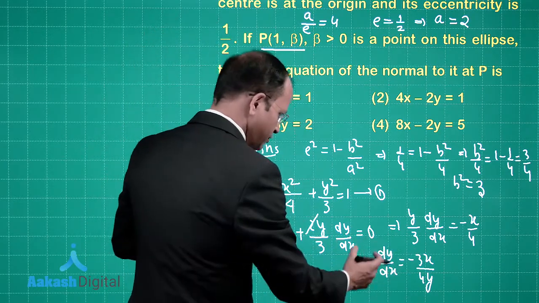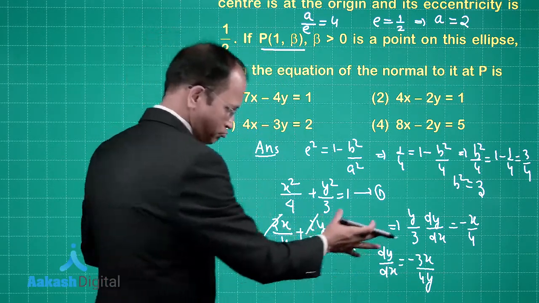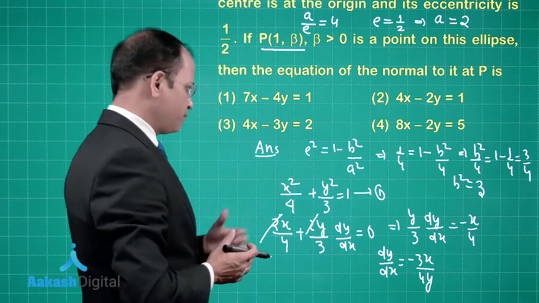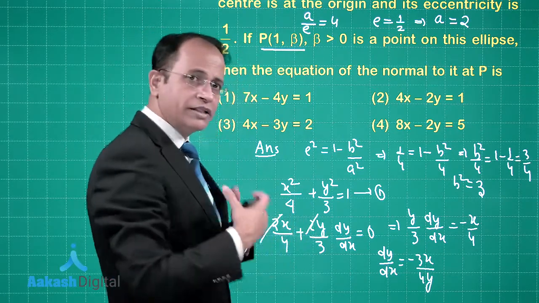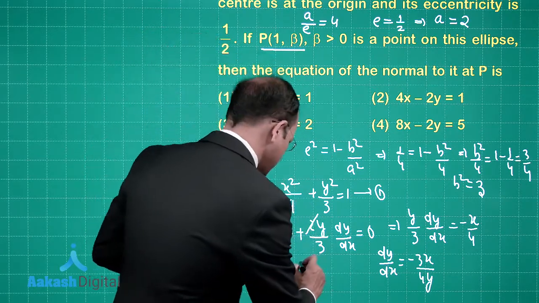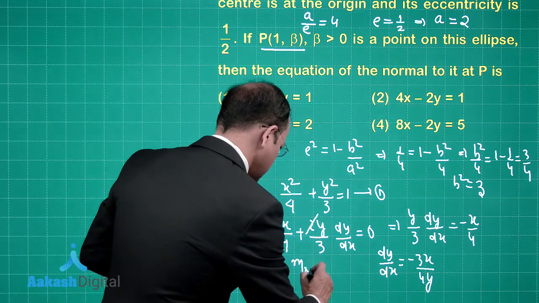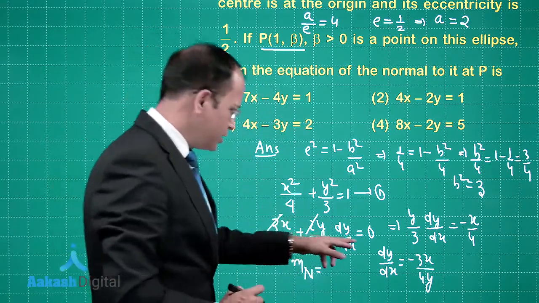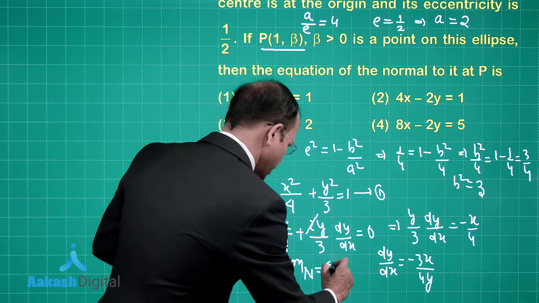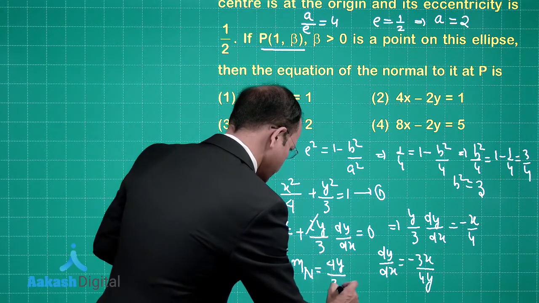Because this is fine, the slope of the tangent to the ellipse has been found out. We need to find the slope of the normal. So first of all, let me take the slope of the normal. This is nothing but the negative reciprocal of dy by dx, which is coming out to be 4y upon 3x, right? So this is what we have.